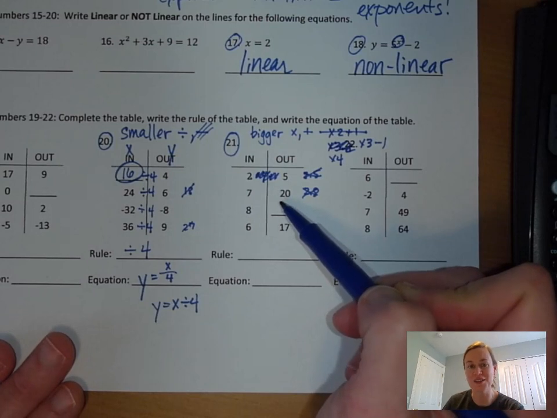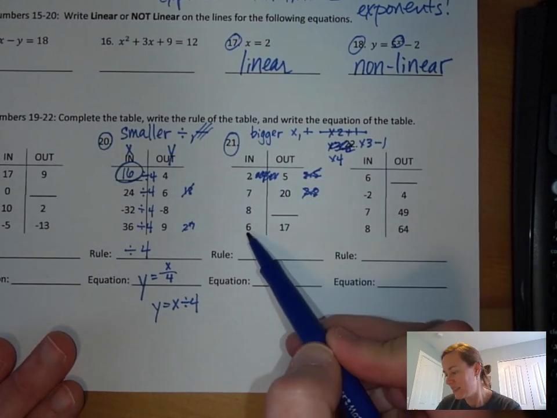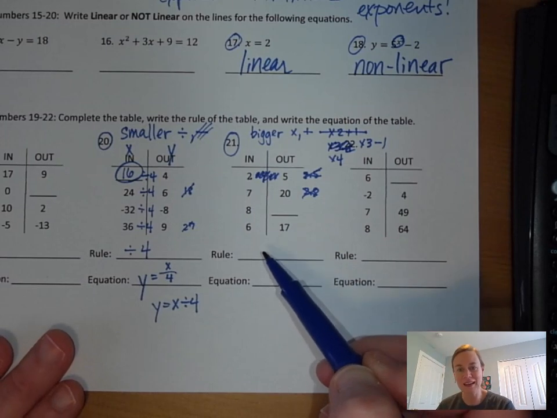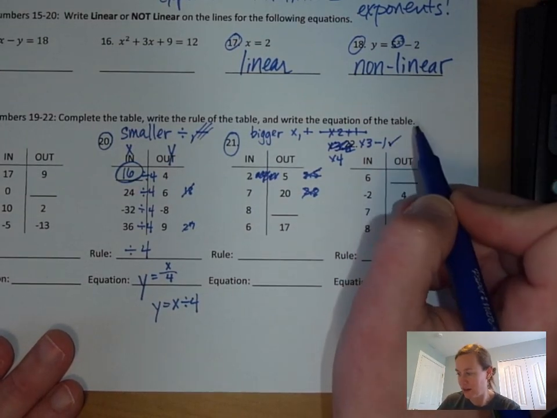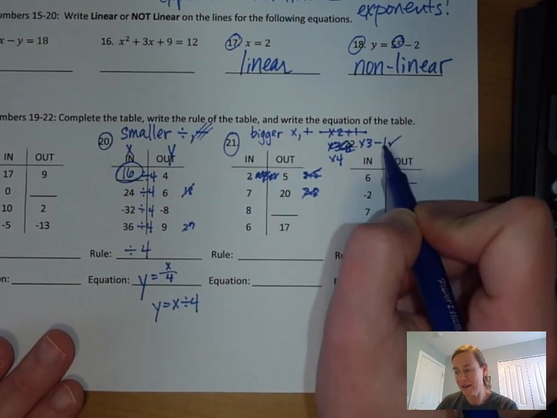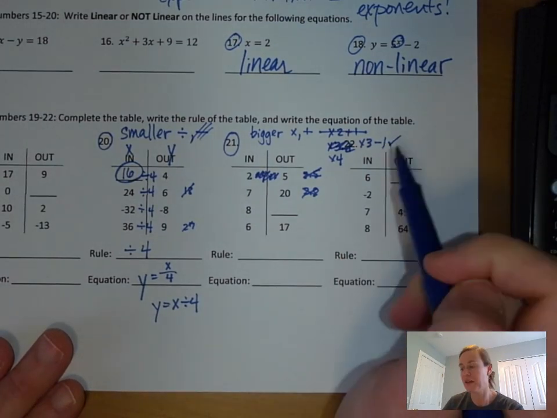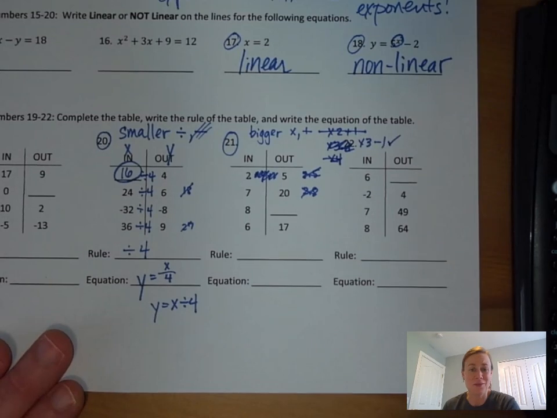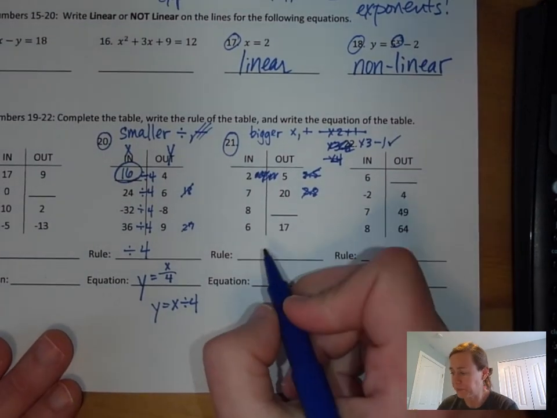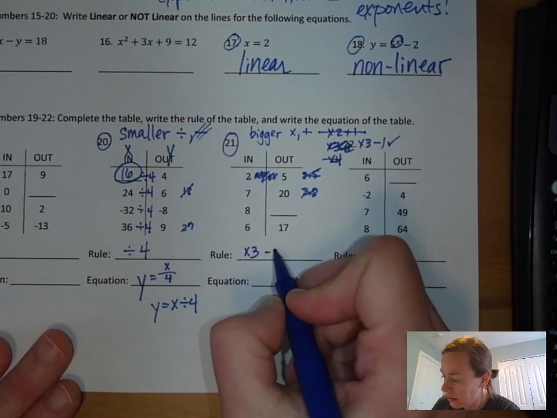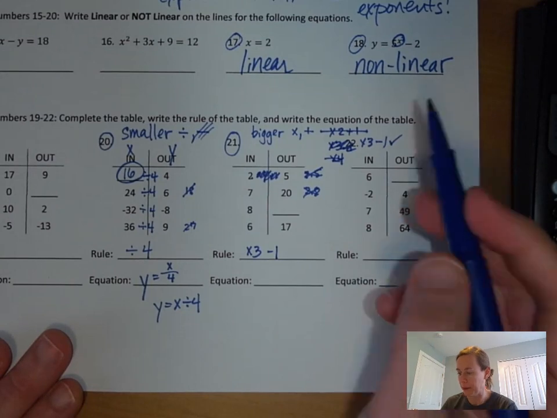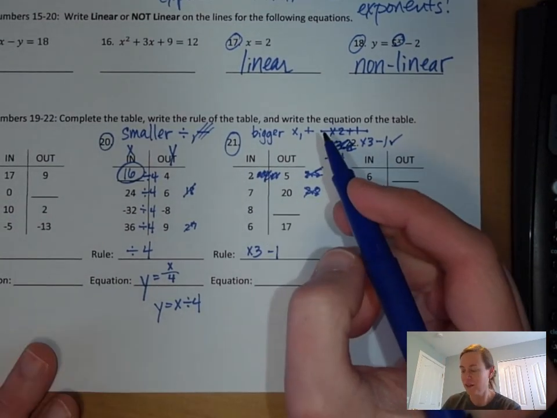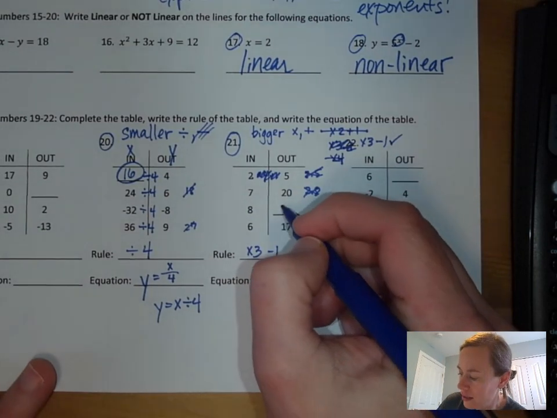Ooh, hey, it's worked for 2 of them. That's nice. 6 times 3 is 18, minus 1 is 17. Okay, it looks like we have a winner right here. So if that hadn't worked, I would have crossed it out and gone on to the times 4 option, but I don't have to because I found one that worked. So let's just go with it. So our rule is times 3 minus 1. Okay, now let's fill in this blank. 8 times 3 is 24. 24 minus 1 is 23.